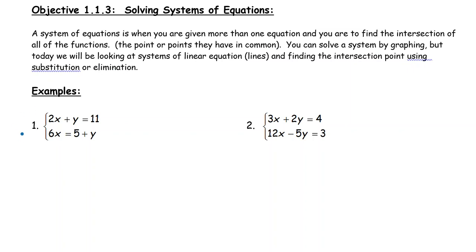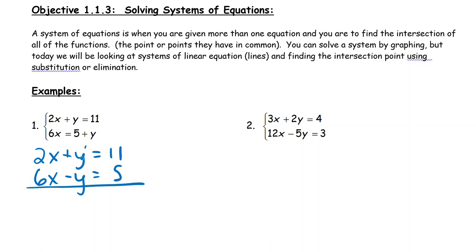Taking a look at example 1, I can see it's going to be easiest to use elimination by rewriting the second equation so that the y's line up a little bit better, and then eliminate. So this will be 6x, this y will move over to the left, becoming a negative, and let's solve it. The y's cancel out, and when we add the 2 and the 6, we get 8x equals 16. Dividing both sides by 8, I get my x coordinate to be 2.